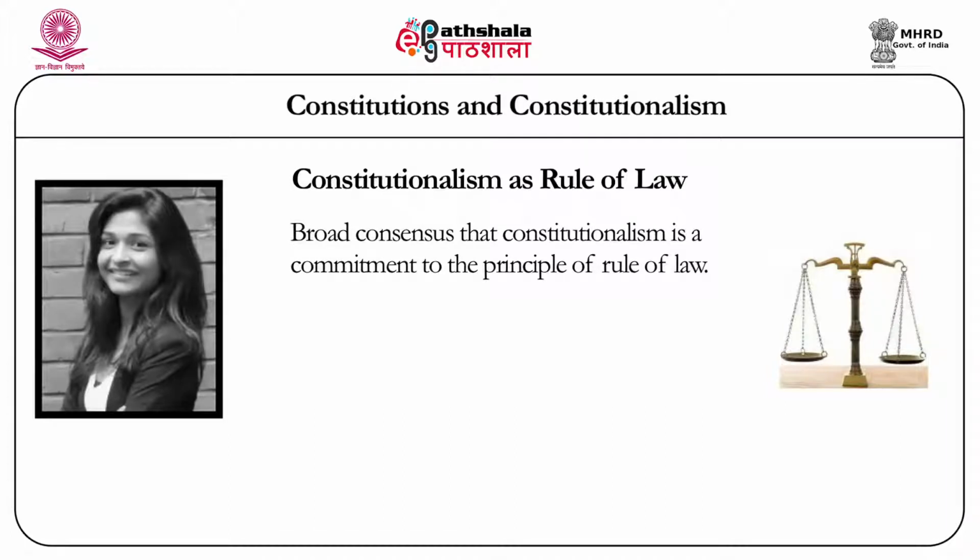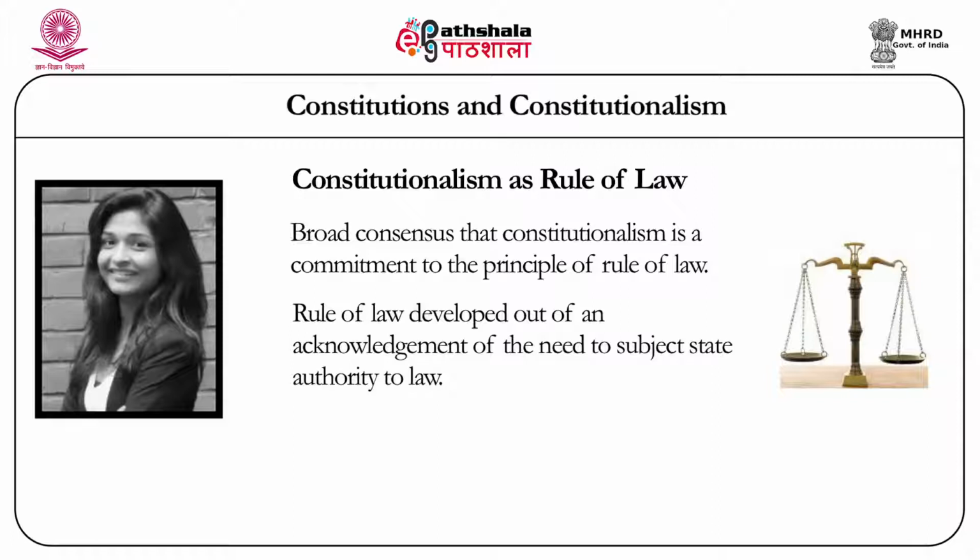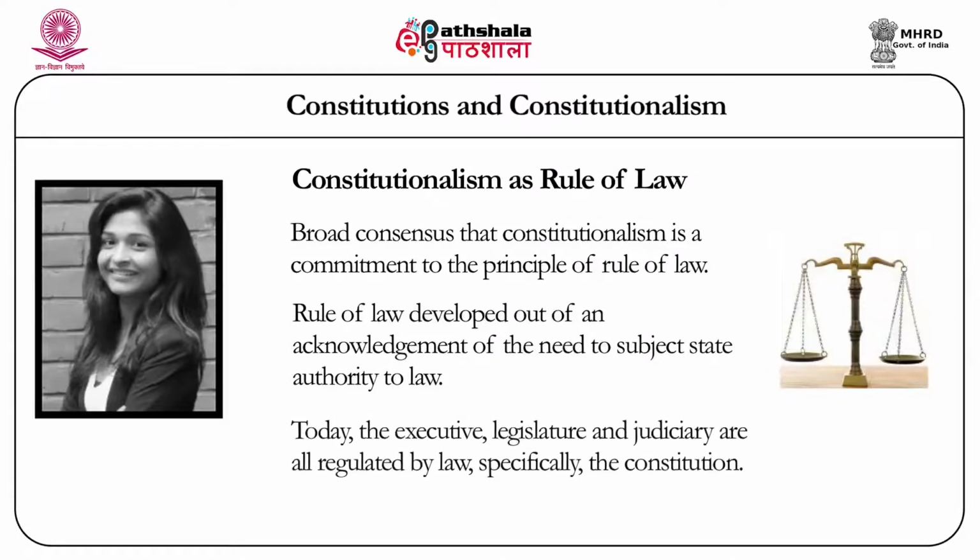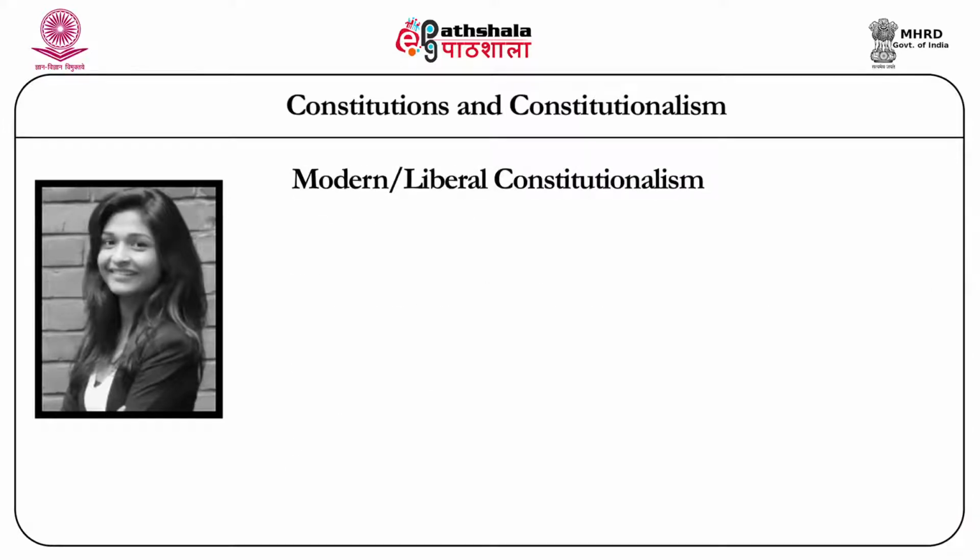constitutionalism is a commitment to the principle of rule of law. And the concept of rule of law itself developed out of the acknowledgement that state authorities should be subjected to the law and should not be above the law. So today we can see that in most constitutions of the world, all organs of government, the executive, the legislature, and the judiciary, are all regulated by law, and specifically they are regulated by the constitutional text. So in this way, the constitutional text did not only confer authority upon government, but also, and crucially, limited this authority. So it was this notion of limited government that marked the emergence of liberal or modern constitutionalism, which is what I will now discuss in greater detail.